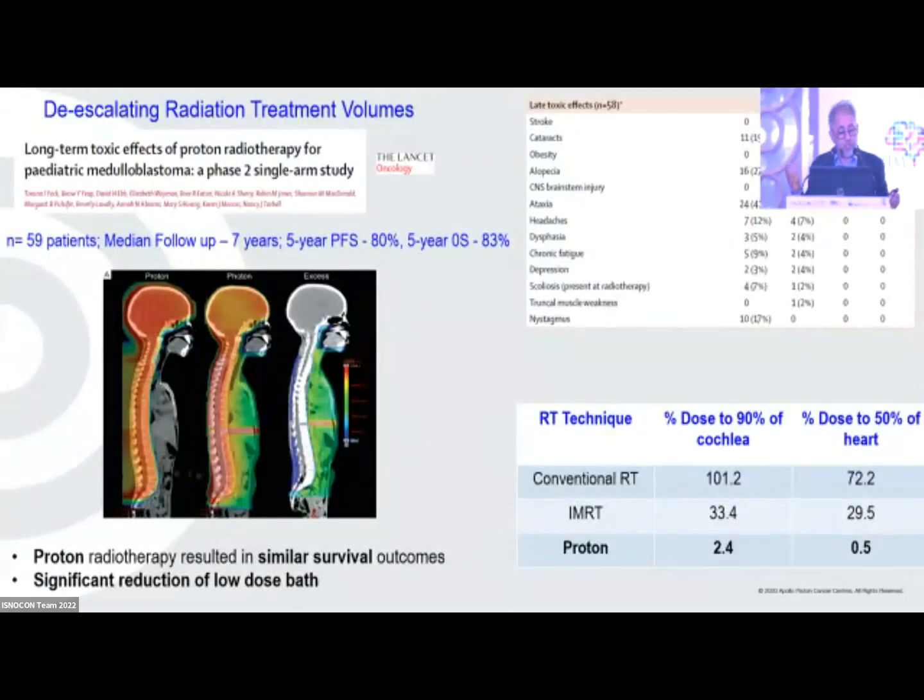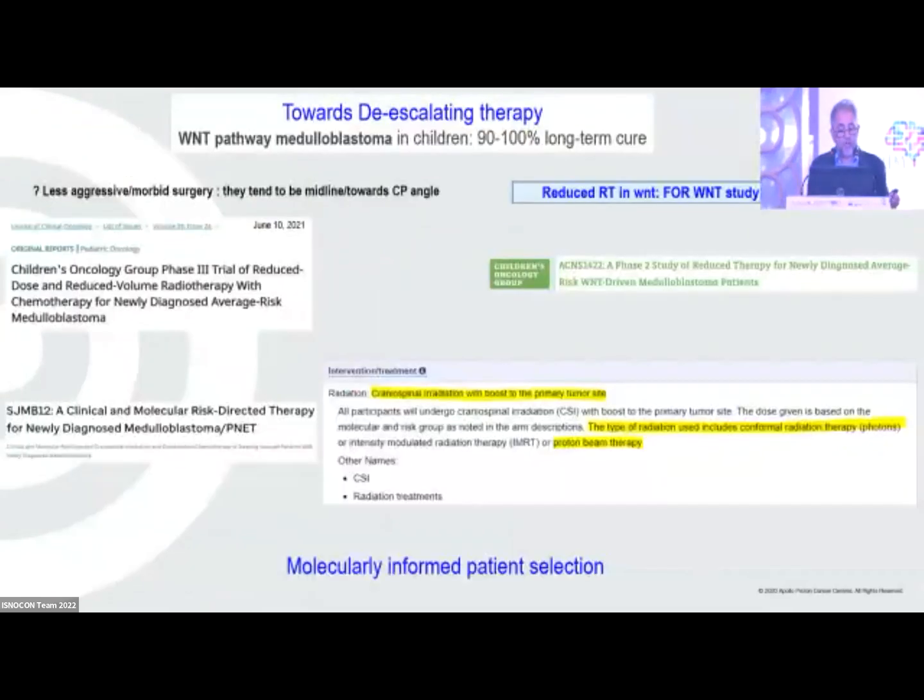Now you can do many things. Of course, you can observe them. You can de-escalate the radiation volumes with the latest technology. This is just proton, but it can be done with the IMRT as well. But there are some interesting, because it's not only that, it is the stroke, the cataracts, obesity, alopecia, ataxia, headache. You can see they are significantly lower with the more modern radiation technologies. We also heard that wind pathway, you can de-escalate.